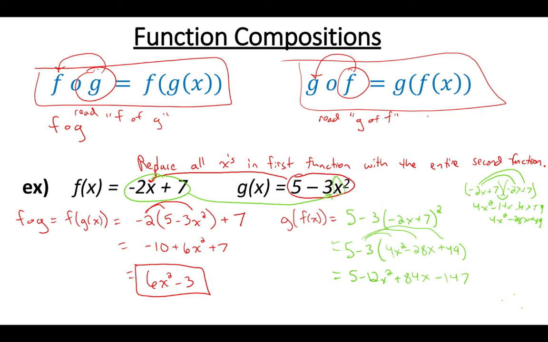And then lastly, we just combine our constants, this one and this one. Negative 12x squared plus 84x minus 142. So that's maybe one of the more challenging ones.